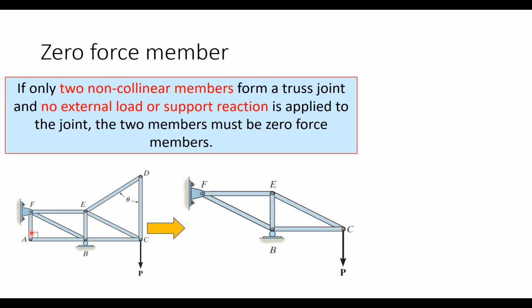You get that? So this one is another explanation. If there is an external force at point A, AF and AB, which, if there is no force, are zero force members, then if there is an external force there, one of those or both can be non-zero force members.